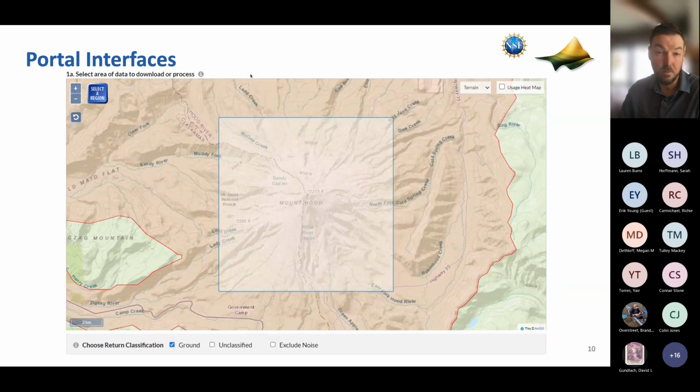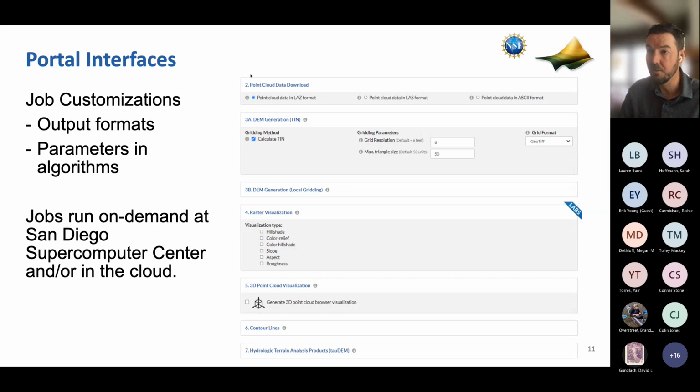So in this demo I decided to look at a data set that covers Mount Hood. Here's a zoom in, and I make a selection over Mount Hood. I can parameterize the processing workflow that I want. For that spatial subset of data, I'm interested in downloading some point cloud data. I may also be interested in making a custom raster representation of that data at a specific resolution and getting it out in a specific file format.